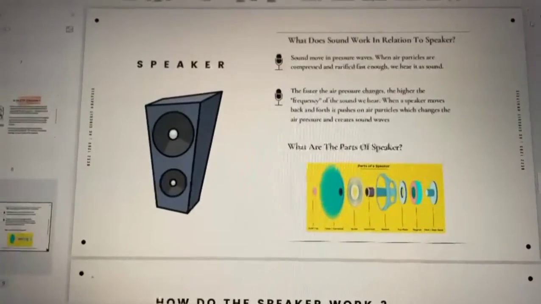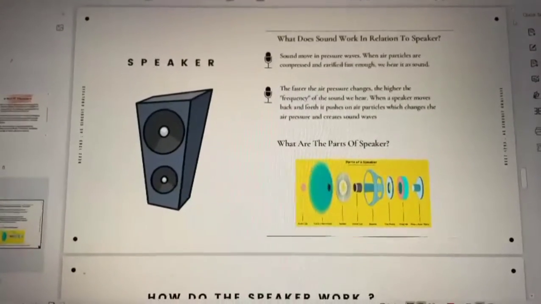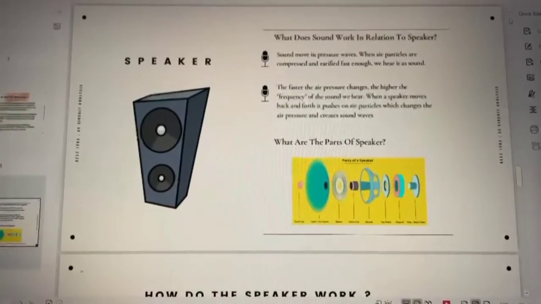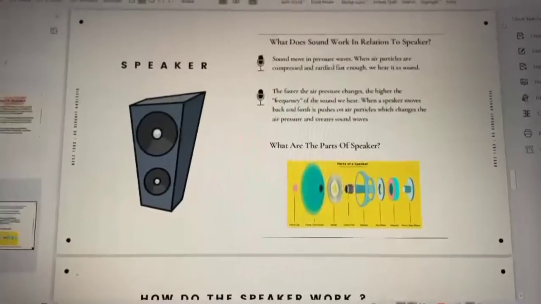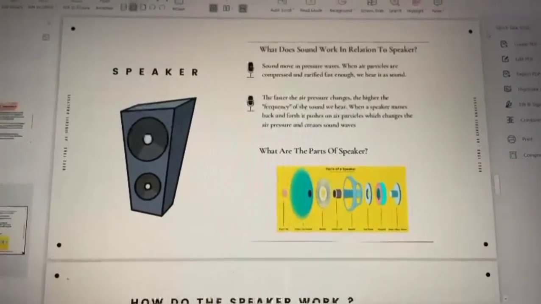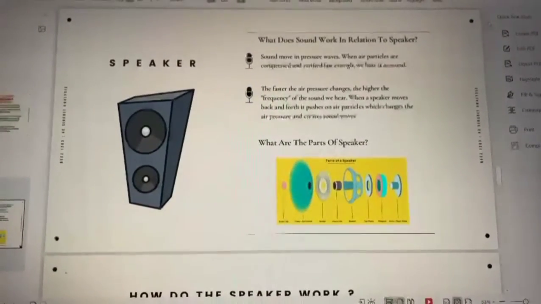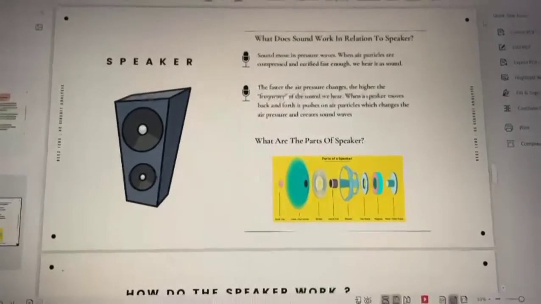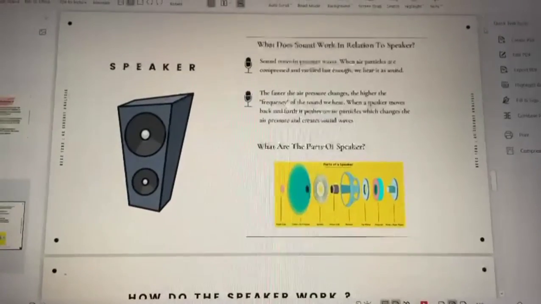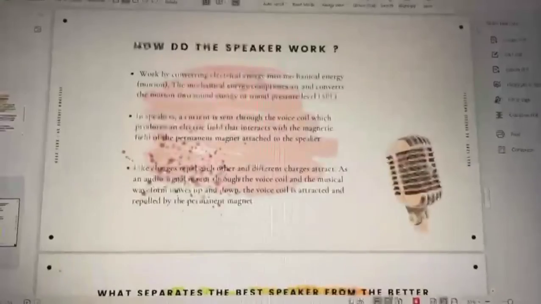What does sound mean in relation to speaker? Sound movement is pressure waves. When air particles are compressed and rarefied fast enough, we hear it as sound. The faster the air pressure changes, the higher the frequency of the sound we hear. When a speaker moves back and forth, it pushes on air particles which changes the air pressure and creates sound wave. These are the parts of the speaker.